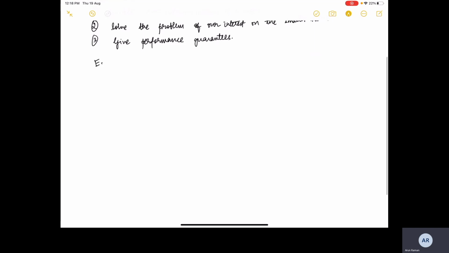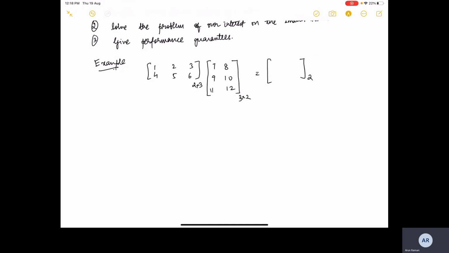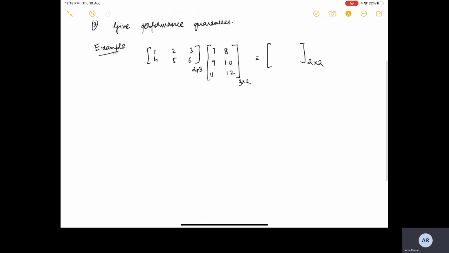So let us just start with an example. We can pick any matrices. Let us say 1, 2, 3, 4, 5, 6, and 7, 8, 9, 10, 11, 12. Everyone knows this. Sorry, this is a 2 cross 3 matrix, this is a 3 cross 2 matrix, and the result will be a 2 cross 2 matrix.